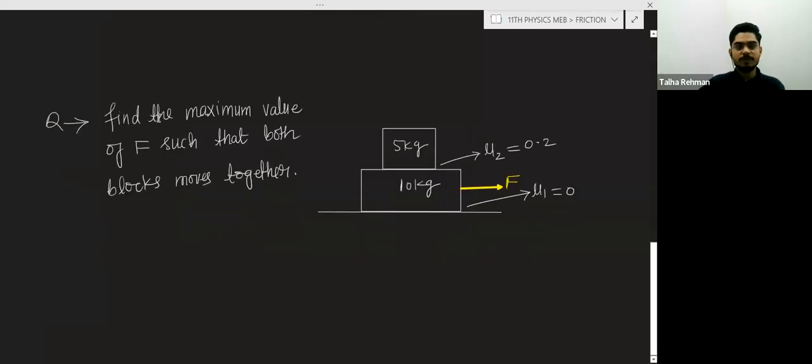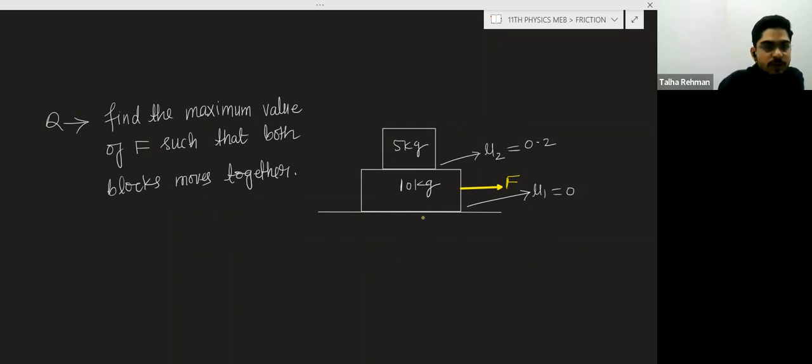See this question. Find the maximum value of F such that both blocks move together. One block is 5 kg, the other 10 kg, the coefficient of friction is 0.2 here, and it is 0 between this surface. So basically, what do we have to do in this question?